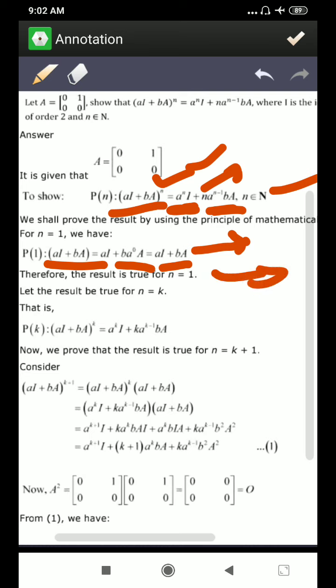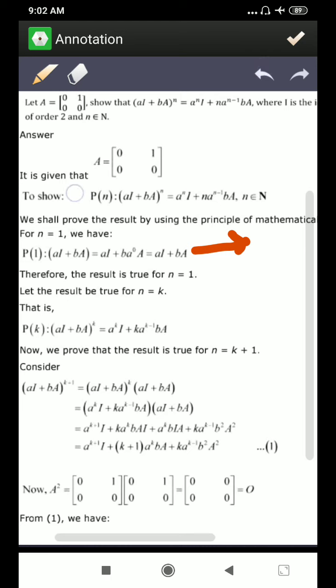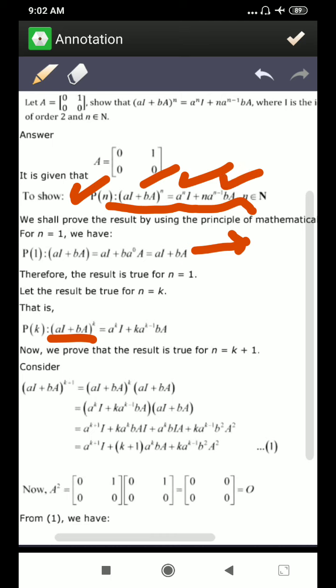So the result is true. Actually, in the principle of mathematical induction, we use 3 steps. First, we'll check P1. Then we will let Pk be true. And if Pk plus 1 is also true, we can say it is true for all the natural numbers. Now, second one, let Pk be this. So how to get Pk? To get Pk, just replace n by k in this expression throughout. So Pk will become (AI plus BA) raised to power k, and on the right side, it is A raised to power k into I plus k into A raised to power k minus 1 into BA. In this whole expression, I have replaced n by k. It is Pk. Let it be true.